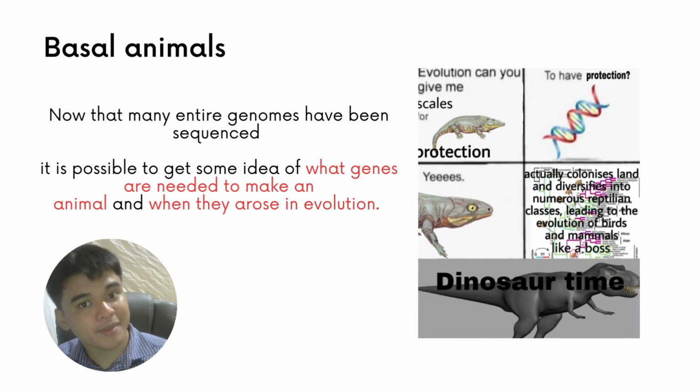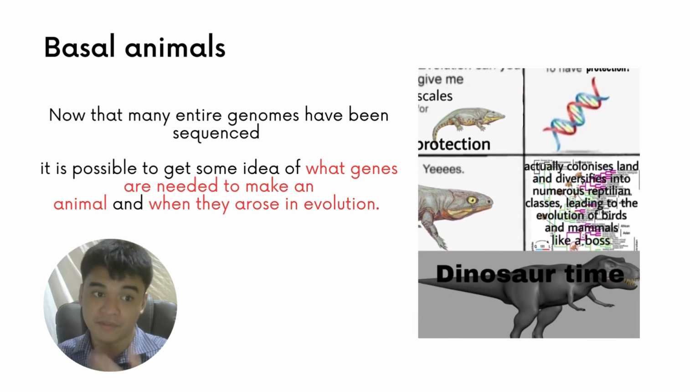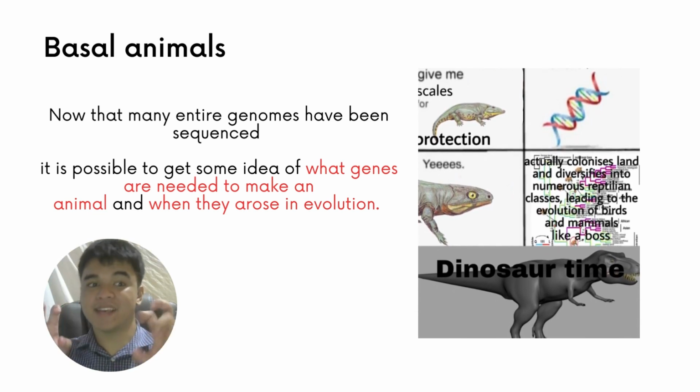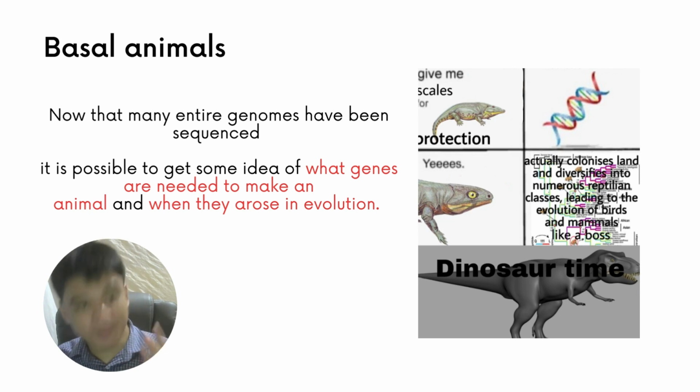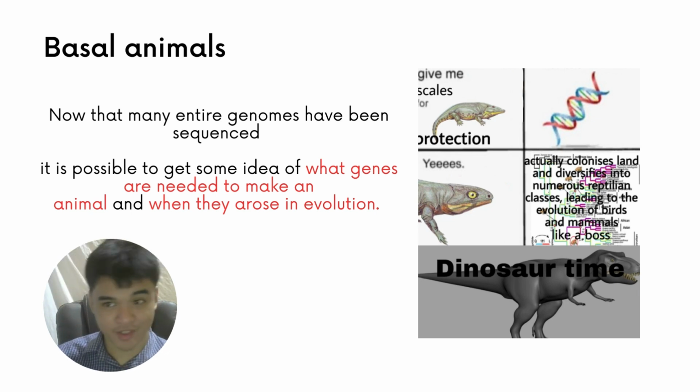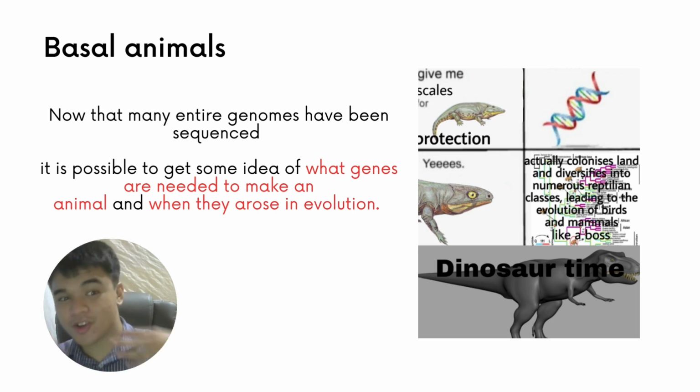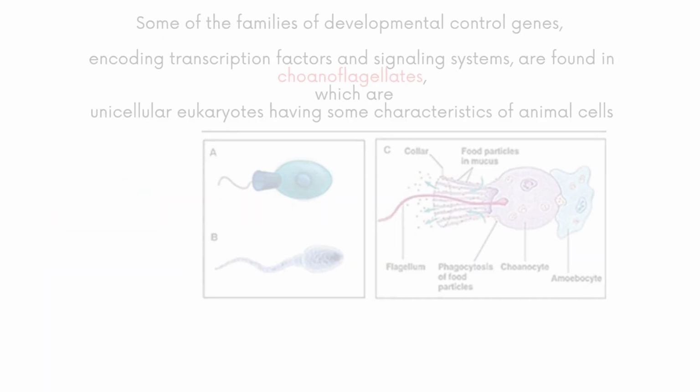And now we go to basal animals, which is the last subtopic for me. Basal animals are like the base animals, they're very simple. So here to the right, we saw evolution can give us scales for protection. And apparently it used it to create wings, to create a way to heat up and other things. So with all the things that we went over before, all genes have been sequenced, transcription factors, we also show that we now know what genes are needed to make an animal and when they arose in evolution.